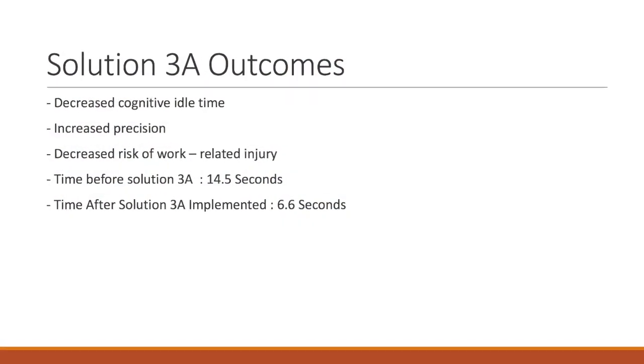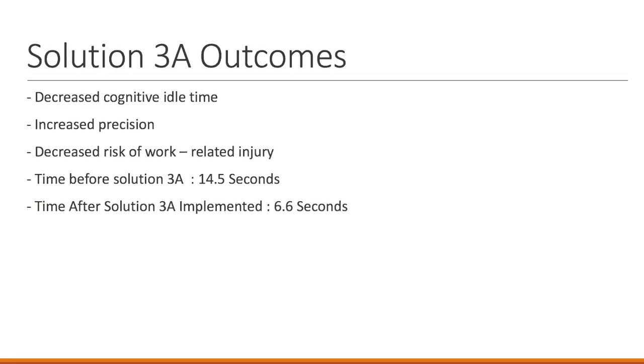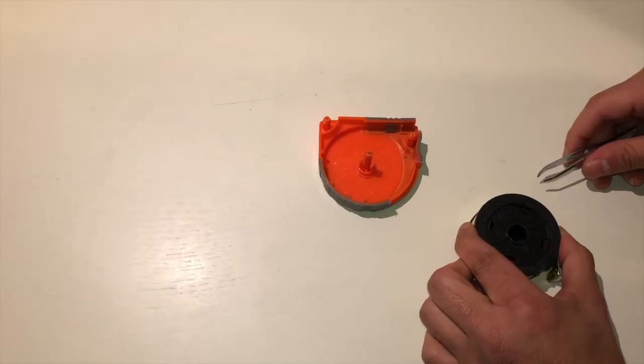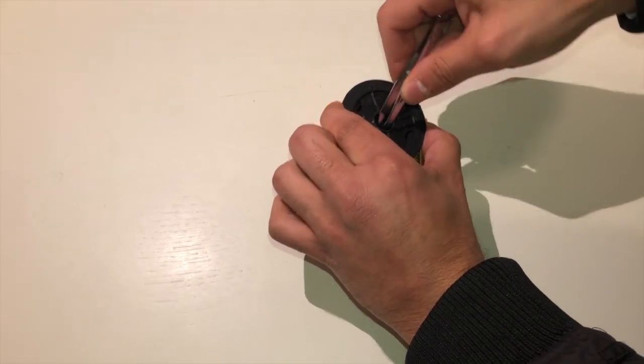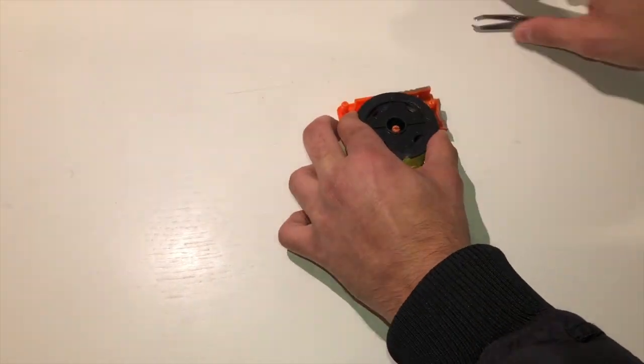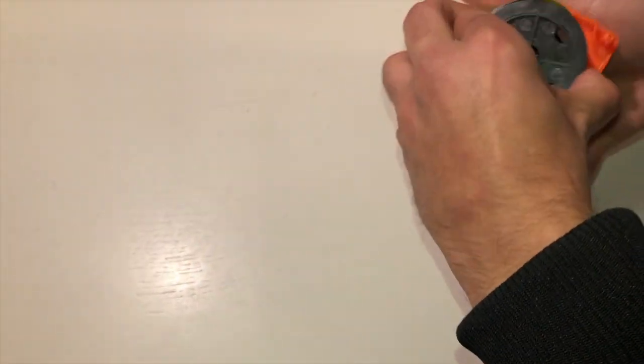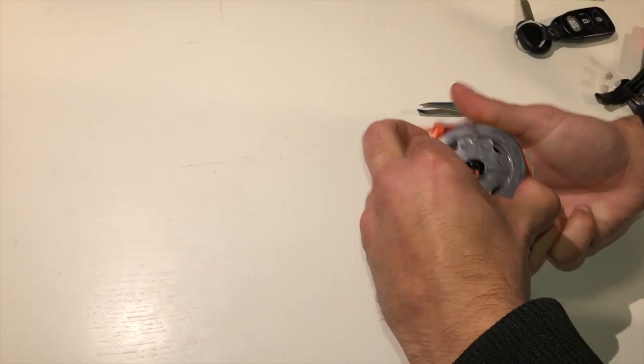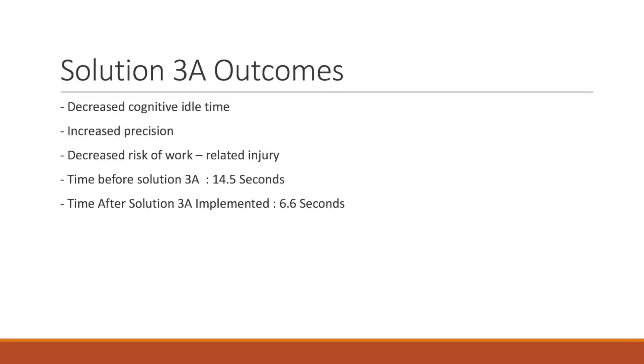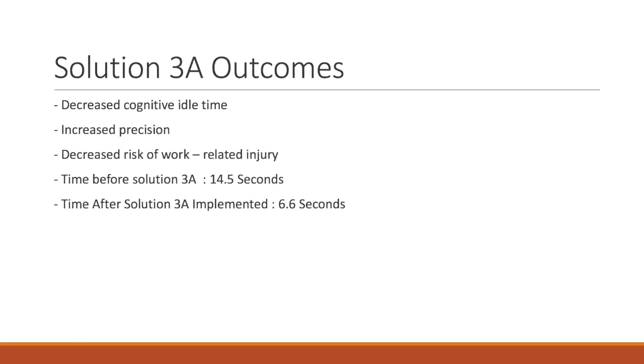The outcome of solution 3A was that we were able to decrease cognitive idle time and increase the precision of inserting the spring into the winding stem. By using a tool, we were able to eliminate the risk of injury because the worker does not have to work with a sharp metal blade.